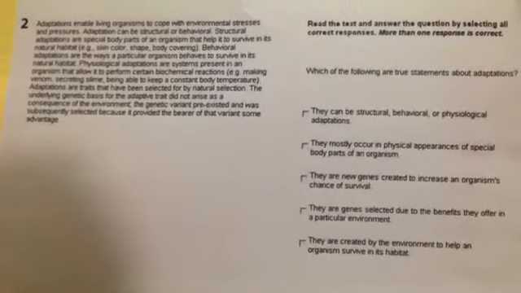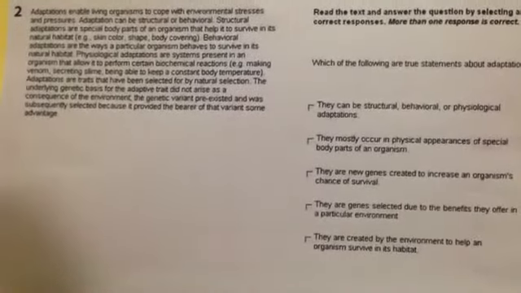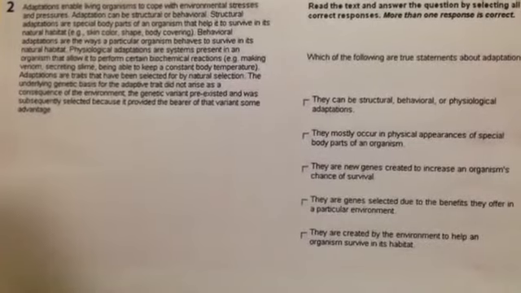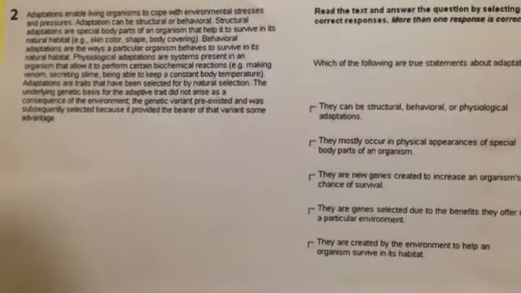Yes, and it was subsequently selected because it provided the bearer of the variant some advantage. That's right. So the genes are giving benefits, but they are not created, they are pre-existing. So that's number 4, correct. And number 5, they are created by the environment to help an organism survive in its habitat. But the environment is not creating anything, not helping, it's clearly mentioned, so easily we can eliminate the fifth one as well.